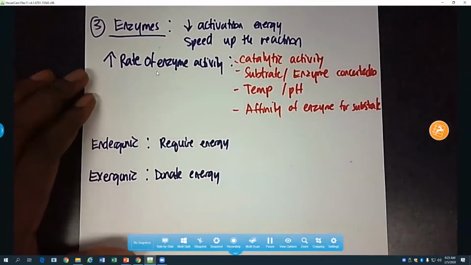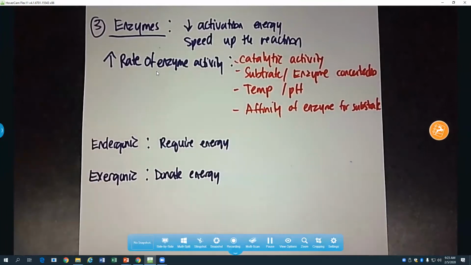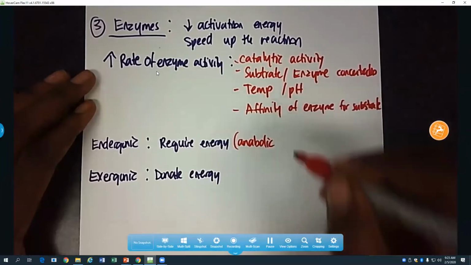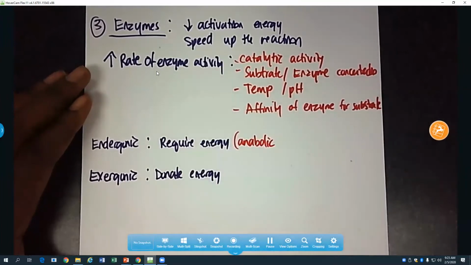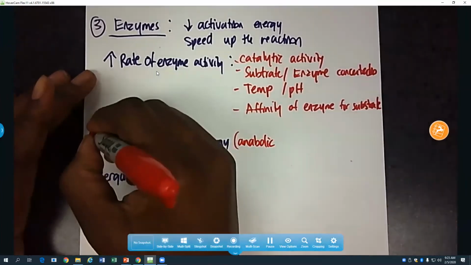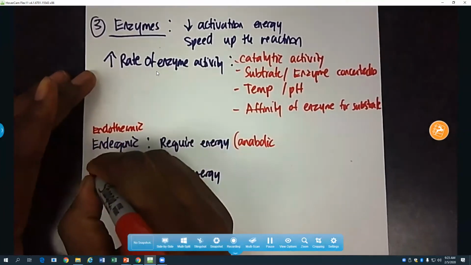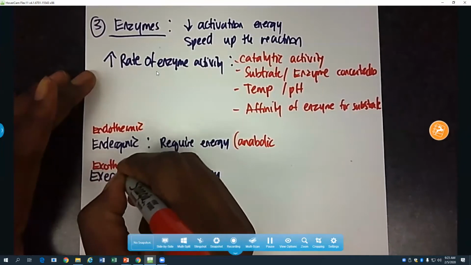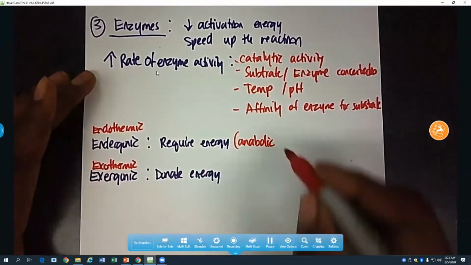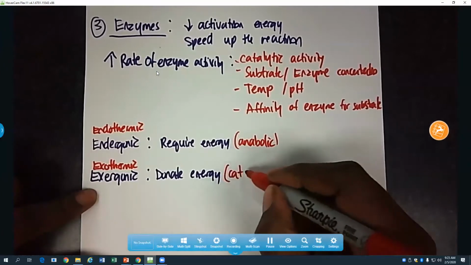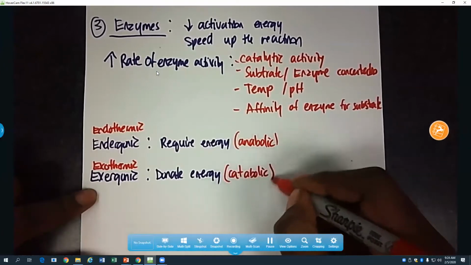We also compared endergonic reactions to anabolic reactions. That's another way to say this. Or endothermic is another way to say this as well, endothermic versus exothermic. And then we compared exergonic reactions to being catabolic. Okay.